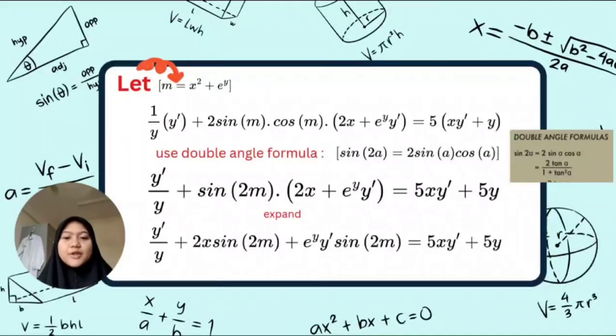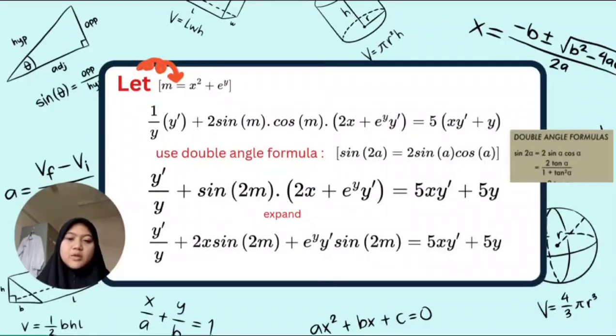After we differentiate all the parts, we will combine the first derivative of each part in one complete equation. Before that, we will let m equal to the term x squared plus e to the power of y, to make it easier to understand and also to write. So the whole equation will be 1 over y times y prime plus 2 sine m cos m times (2x plus e to the power of y y prime) equal to 5 times (x y prime plus y).